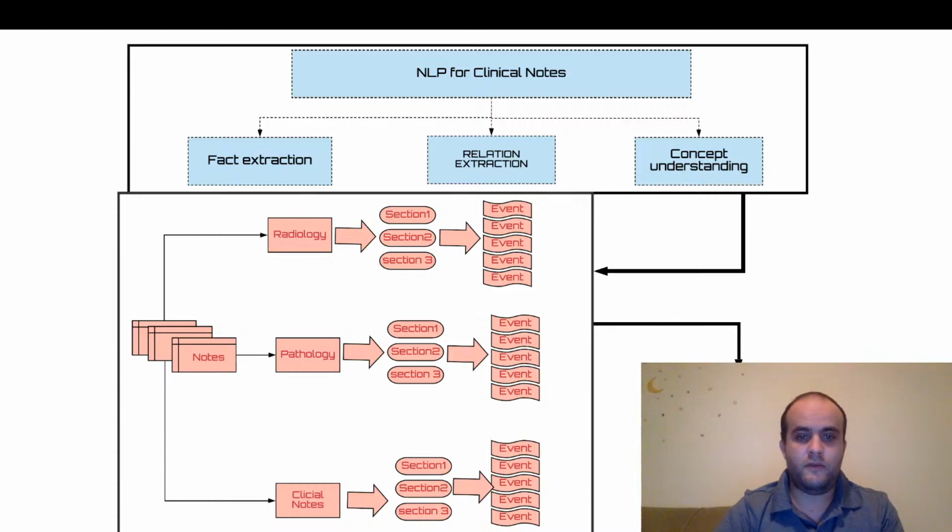This is an example of text classification. For example, from radiology and pathology, we read every section. Then from that section, we create events. And from those events, we create relations between them and concept understanding. It's converting all the unstructured clinical data into structured events. A structured event is easy for a doctor to understand and also easy for deeper analysis.